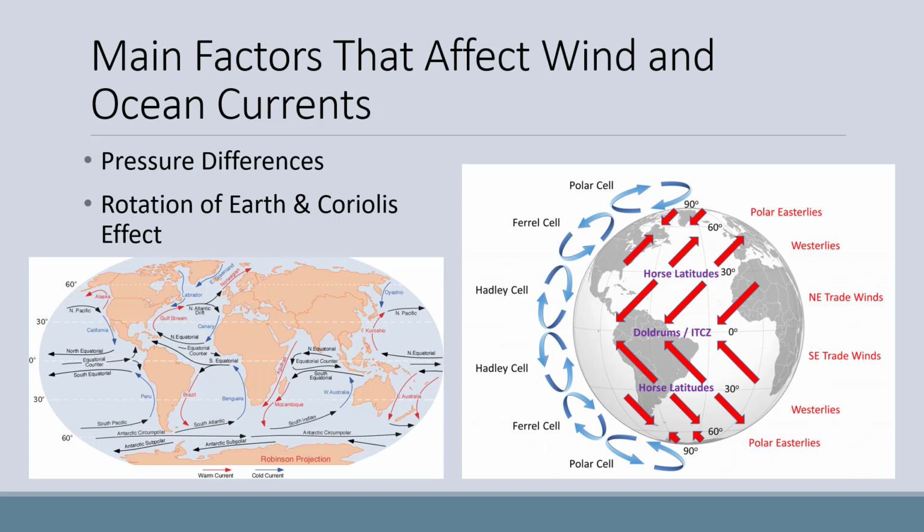We will see many different versions of this image throughout this lecture, and that is intentional, as atmospheric circulation can be a little complex and different images click for different people. Let's talk more about how pressure differences and the rotation of the Earth affect wind and ocean currents now.